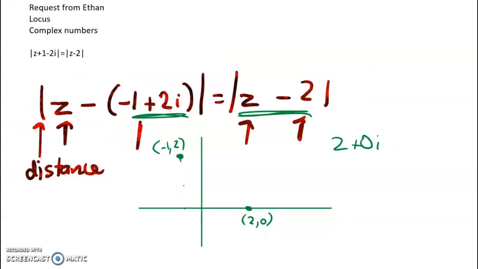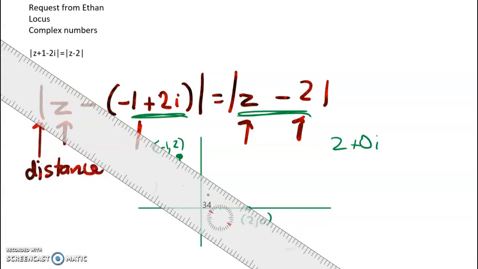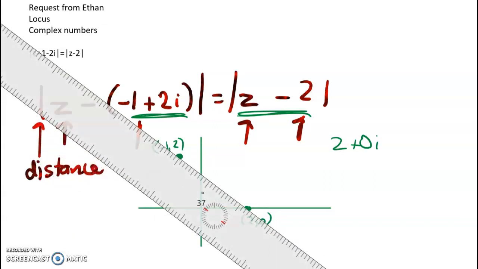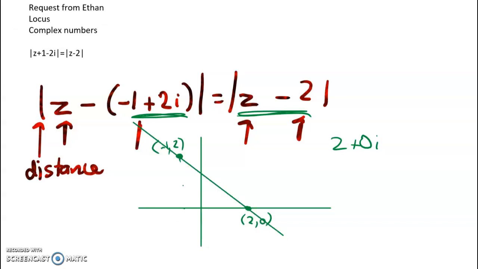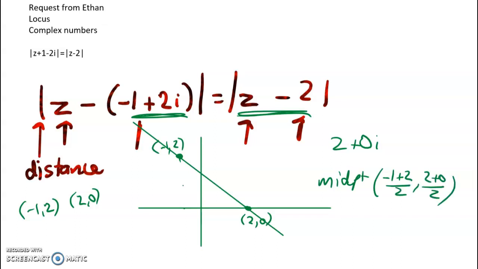So my locus is the set of points that are equal distance between those two things. So we know the first point that's going to be equidistant is the midpoint, right? So let's whack that onto my graph. Where's the midpoint? Well, we've got (-1, 2) and (2, 0). So the midpoint is at (-1 plus 2) on 2, (2 plus 0) on 2. So this is your level 2 coordinate geometry stuff, it's just in a complex numbers context. But that's what we've got. So my midpoint is at (1/2, 1).